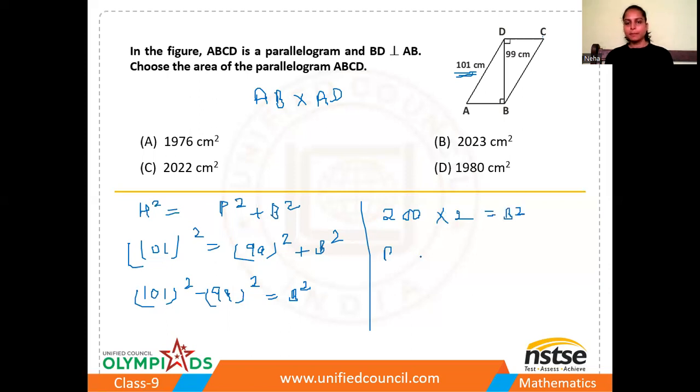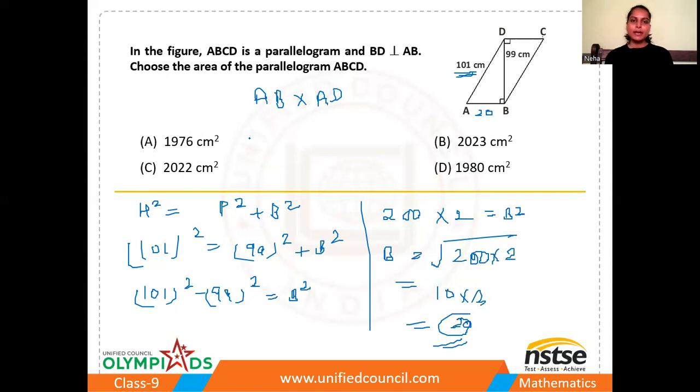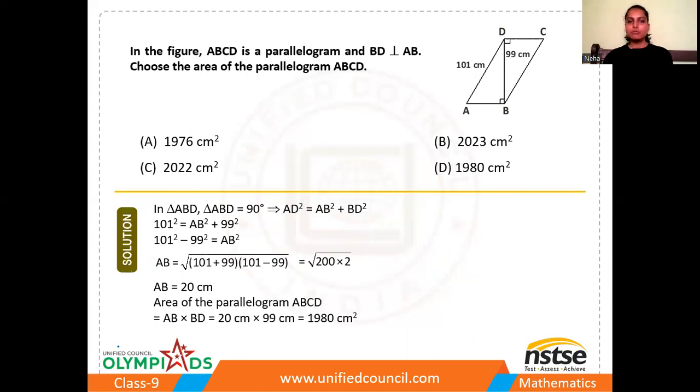Now what about b? b is nothing but the square root of 200 into 2. The square root of 100 is 10 and 2 into 2, the square root is 2. So this is nothing but 20. So this side is 20. Now I can easily find out the area of the parallelogram. This is 20 into 99, which is equal to 1980. Yes, option D is the right answer. So this is how you can easily find out the base and the final answer.